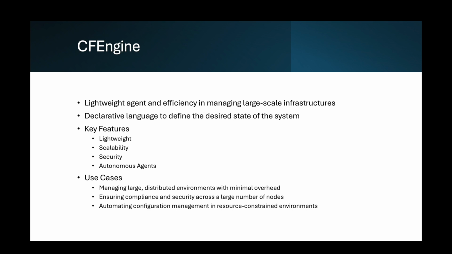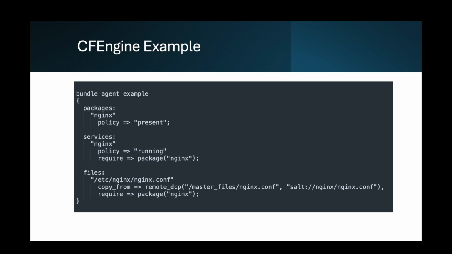An example file for CFEngine looks something like this, where you provide a bundle with agent and example. In this particular case, we have package nginx, policy is present, services where you need nginx, I want the policy to be running and require package nginx, and files, I'll provide a configuration file etc nginx nginx configuration and copy from a particular path and provide a salt for that particular case and require package nginx. So this is how CFEngine works.